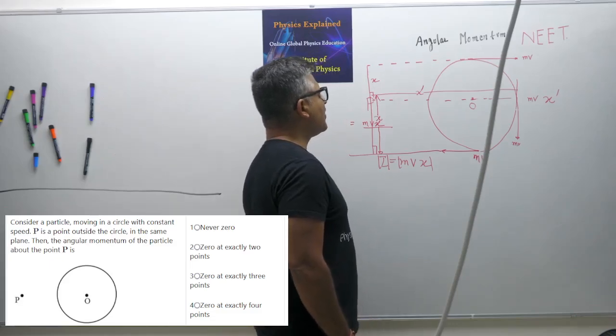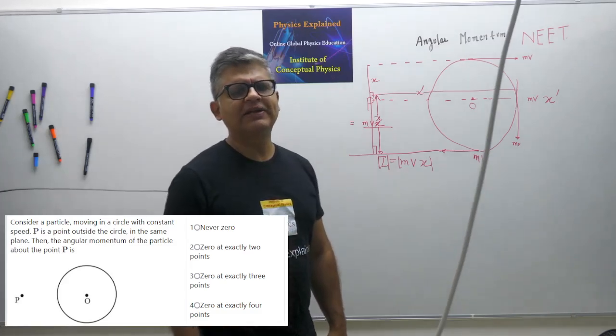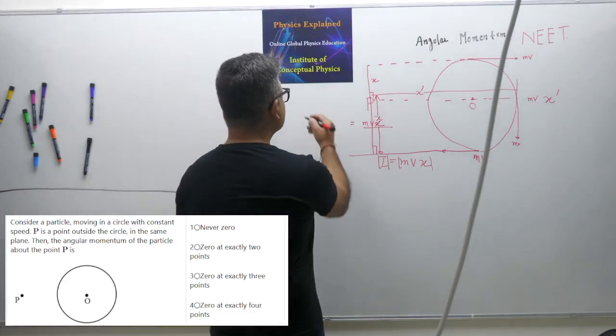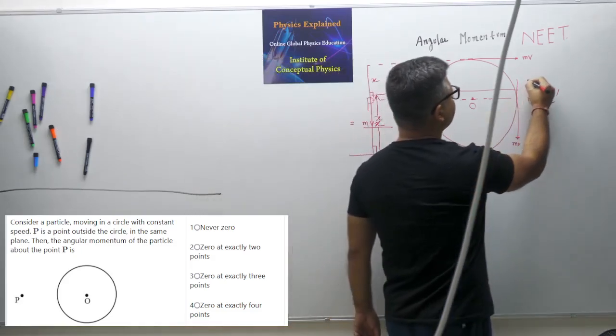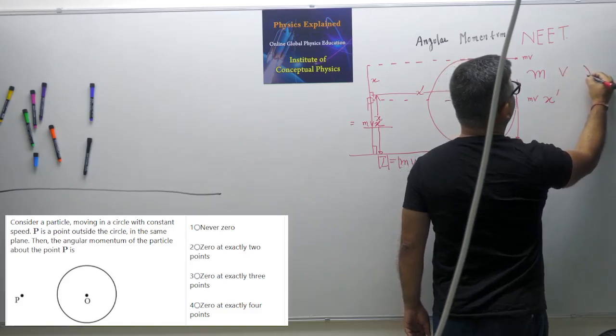Now let's do more discovery and find out what exactly is happening. So if I have to find the points at which the angular momentum actually is zero, I will use the basic definition of angular momentum, which is m, v and r, right?